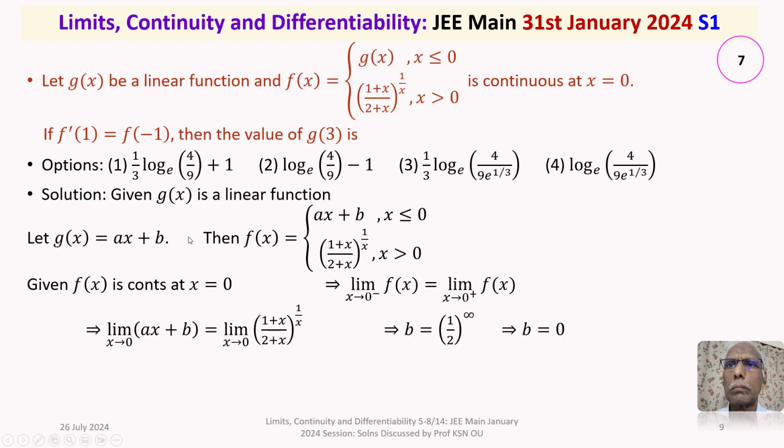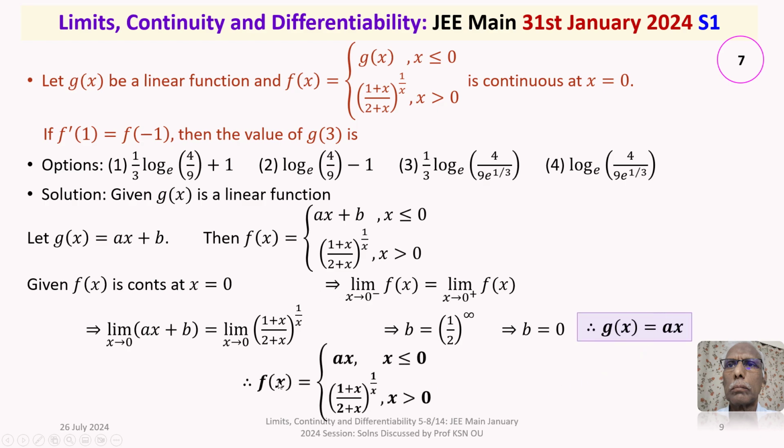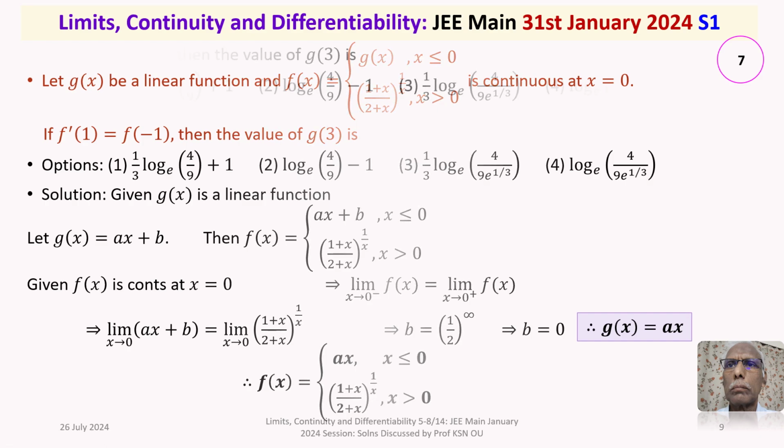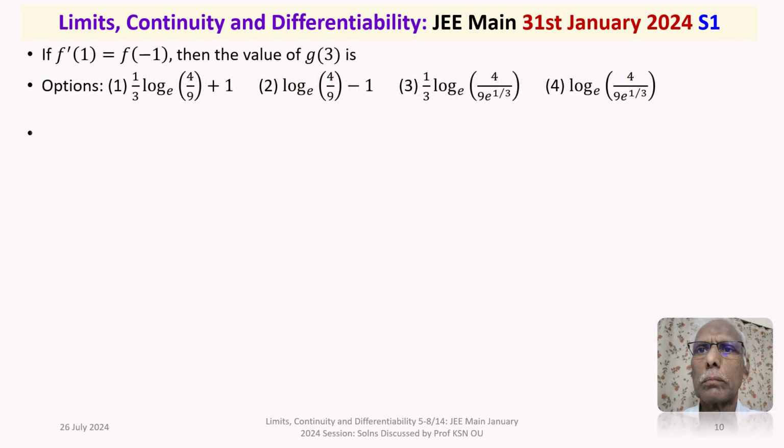So when b is 0, g of x will be ax. So g of x is a into x. Then your function f of x will be ax when x is less than or equal to 0, and when x is greater than 0, the same function as it is. Agreed. Let's continue the discussion in the next slide.